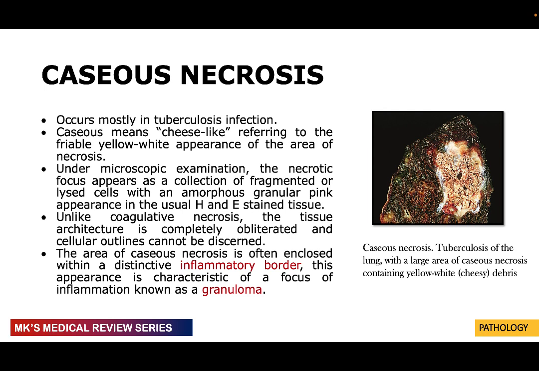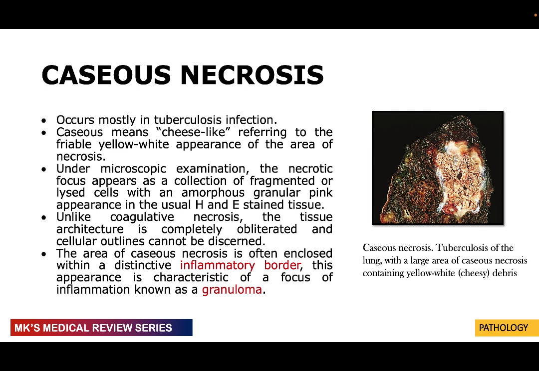And you have this friable yellowish-whitish tissue that's going to be appearing. Under the microscope, you see a lot of necrosis happening in this area. You may see a collection of fragmented or even lysed cells. You may see this amorphous granular pink appearance. It's quite common on hematoxylin and eosin stains.